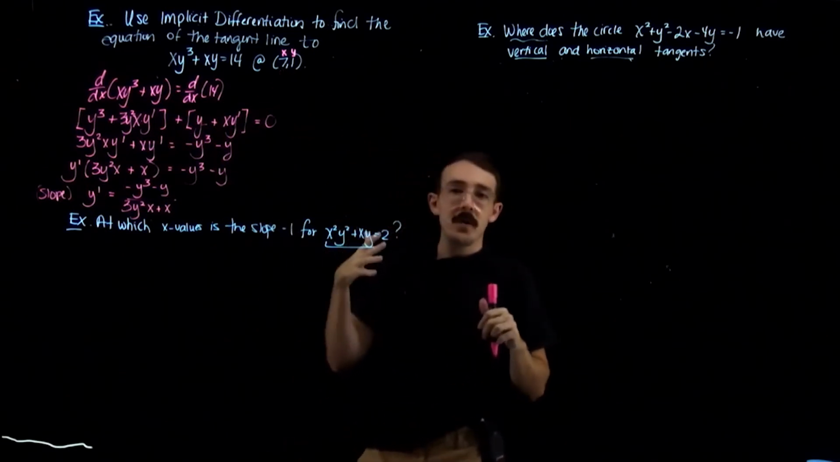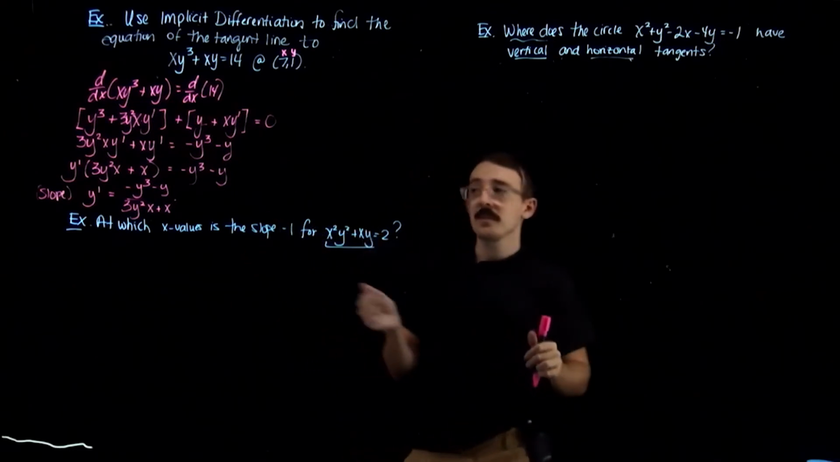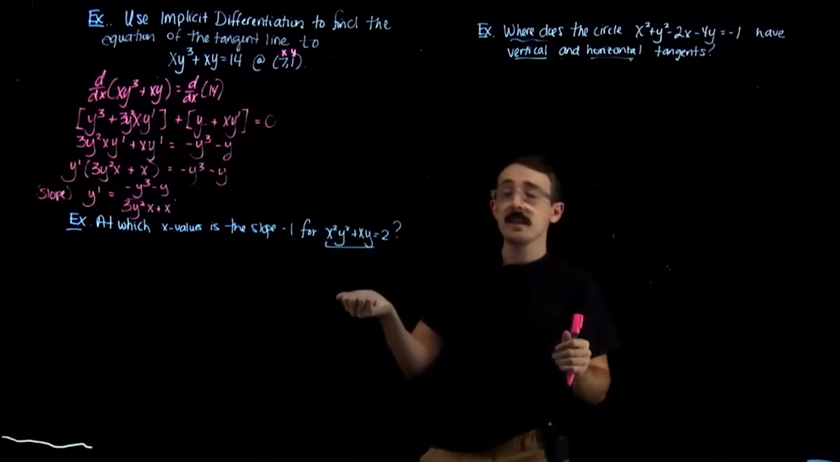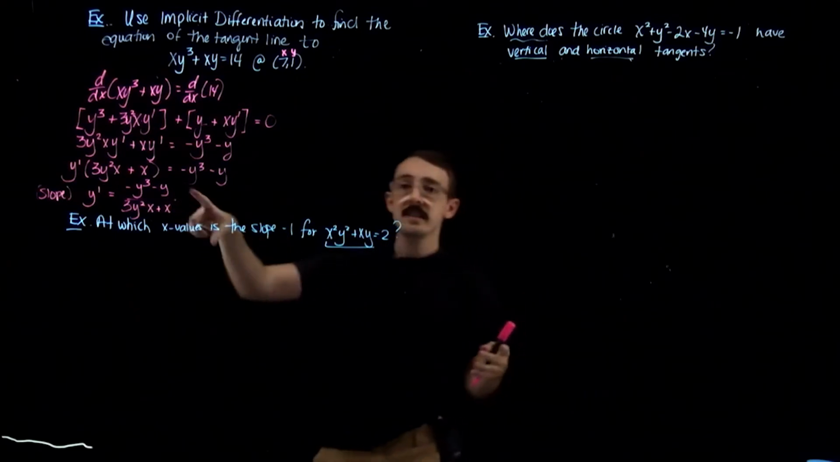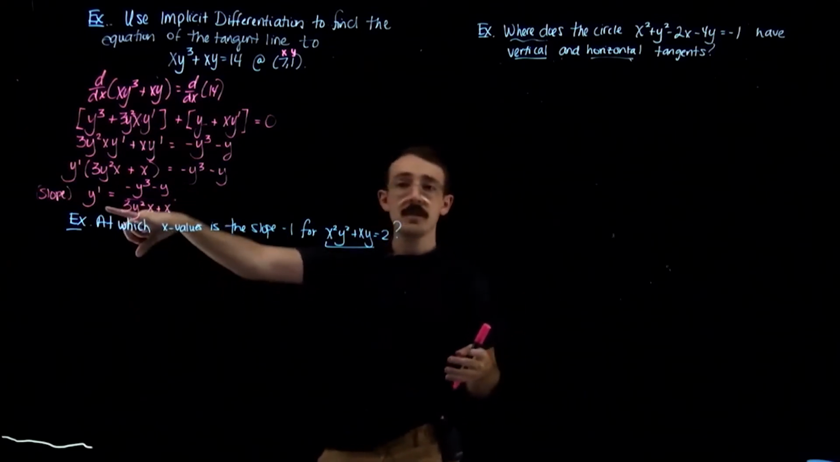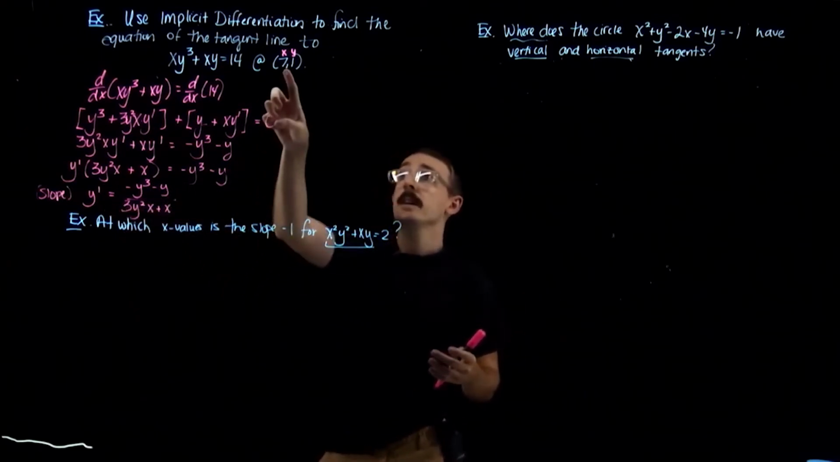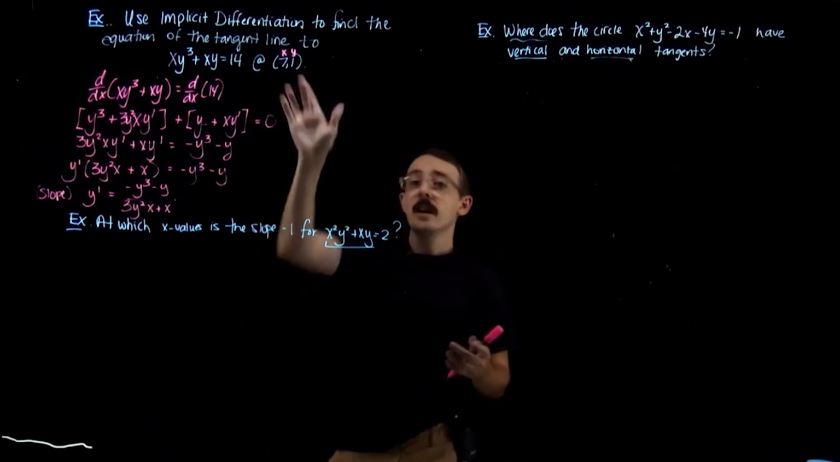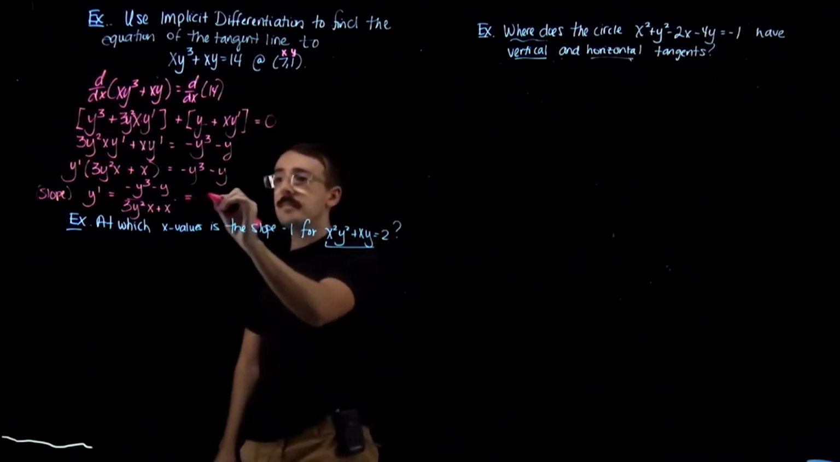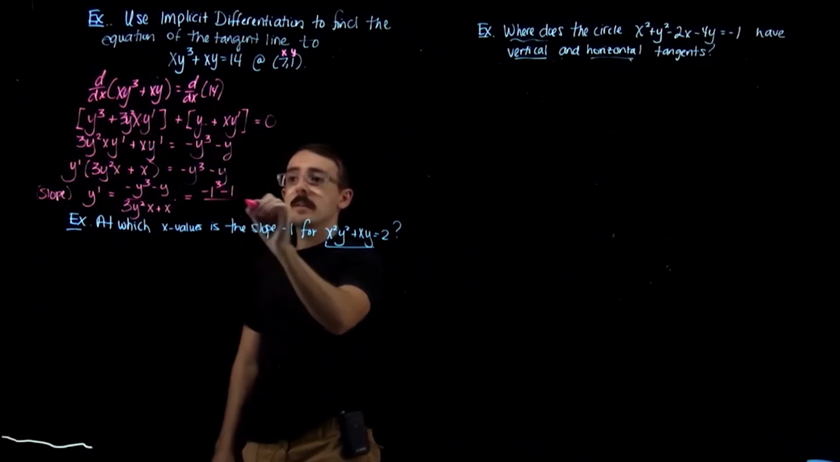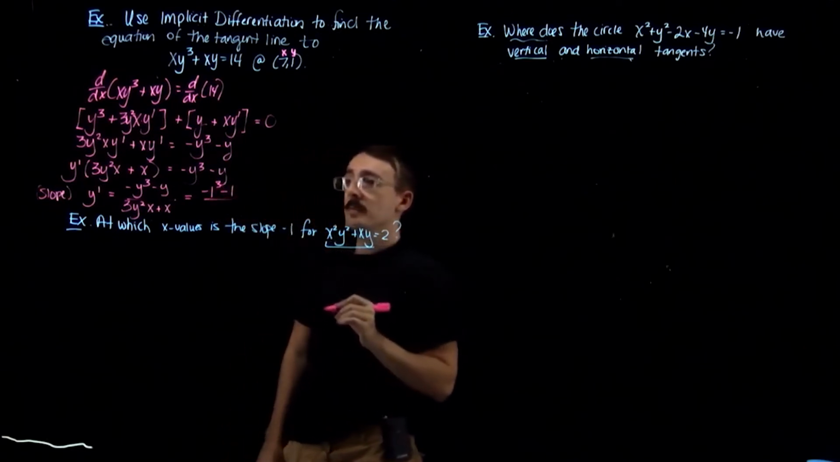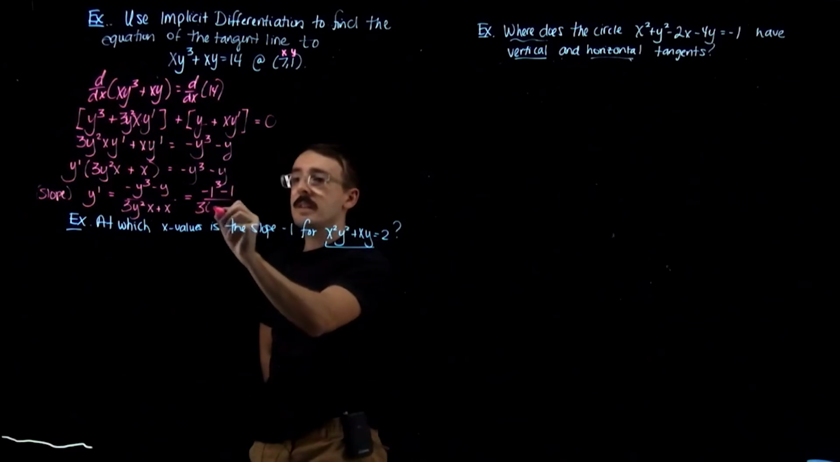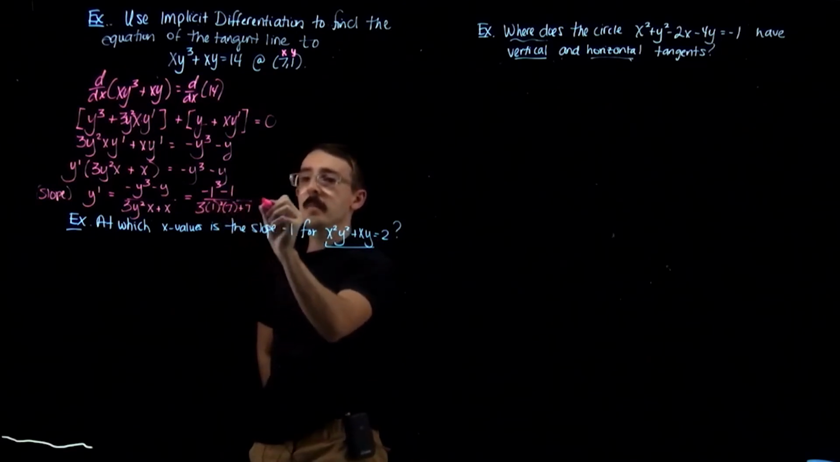To find the slope of all the other equations we've done so far, you just have to plug in x. But the difference here is now you have x's and y's that are both involved in the slope equation. So let's plug in 7 for x and 1 for y. Everywhere I see a y, I'm going to plug in a 1. So that means I get negative 1 cubed minus 1 over 3 times 1 times 7 plus 7.